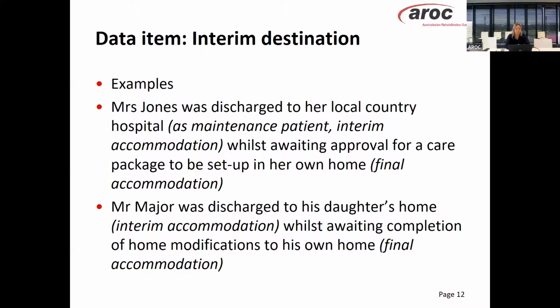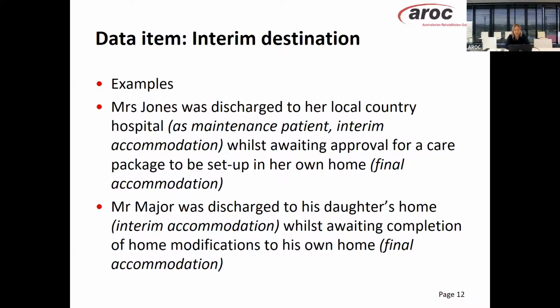And here we've just got some examples. So Mrs. Jones was discharged to her local country hospital whilst awaiting approval for a care package to be set up in her own home. So she was discharged to the local country hospital, that's as a maintenance patient, so that is the interim accommodation, and then will be discharged back to her own home as a final accommodation. The second example we have here is Mr. Major, who was discharged to his daughter's home whilst awaiting completion of home modifications to his own home. So that's discharged to the daughter's home as the interim accommodation, and then his own home as the final accommodation.